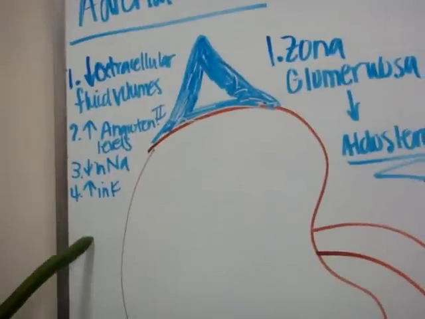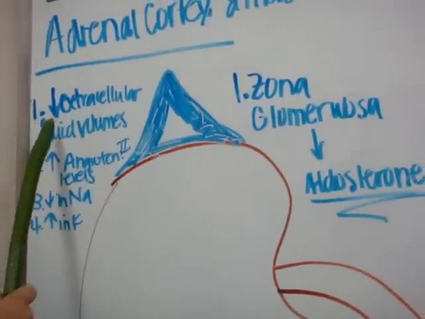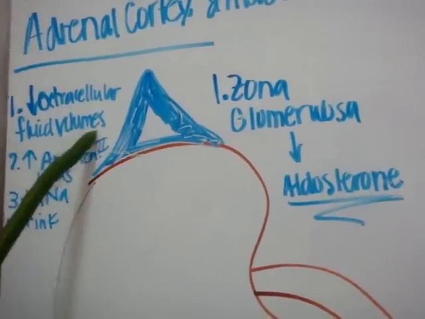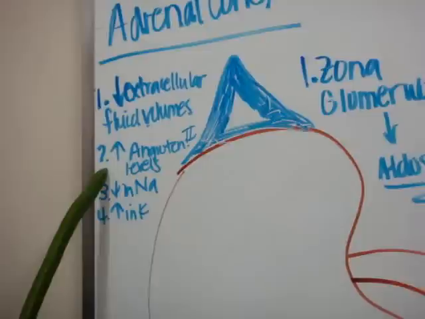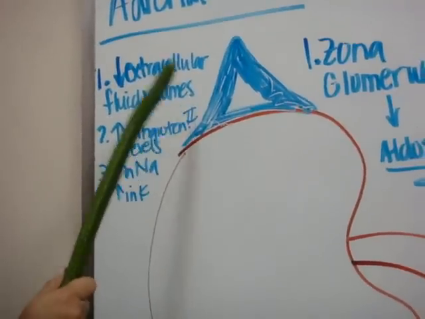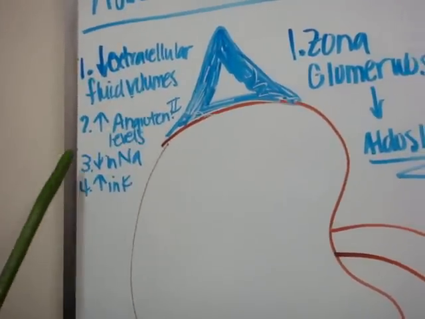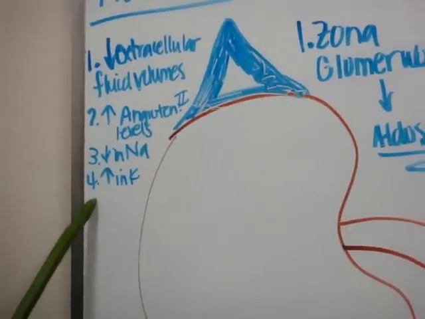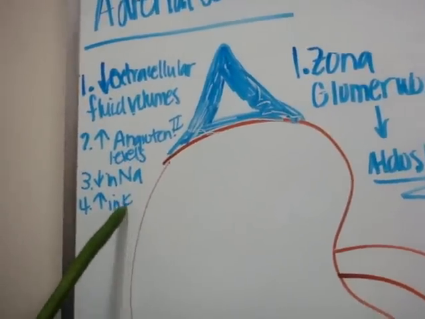Okay, so the stimulus of that is a decrease in extracellular fluid volume, an increase in angiotensin 2 levels, a decrease in sodium, and an increase in potassium.